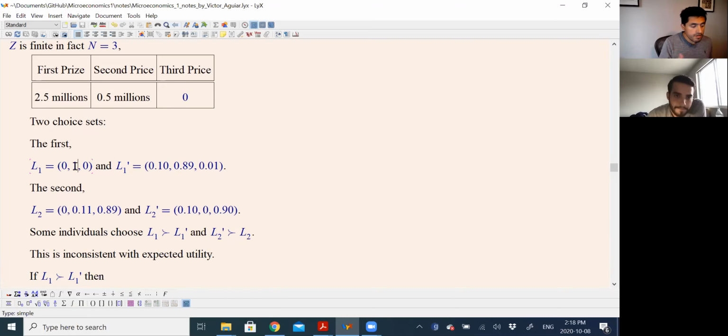The first lottery gives you, with probability 1, 500,000. And the other lottery is more complex, right? It gives you 10% of 2.5 million, 89% of 500,000, and 0.01 of 0.